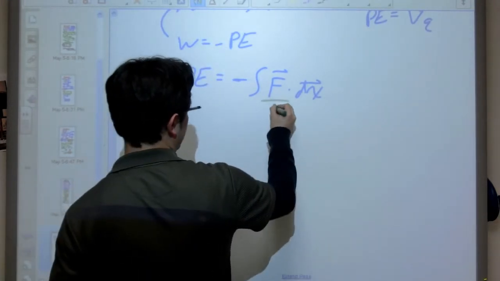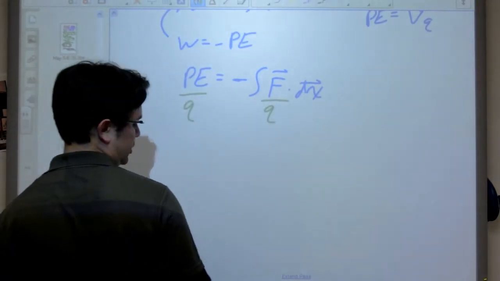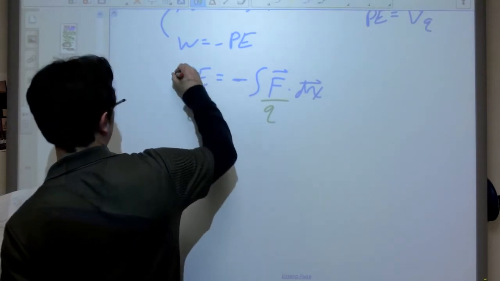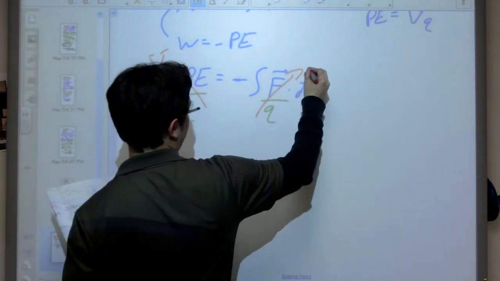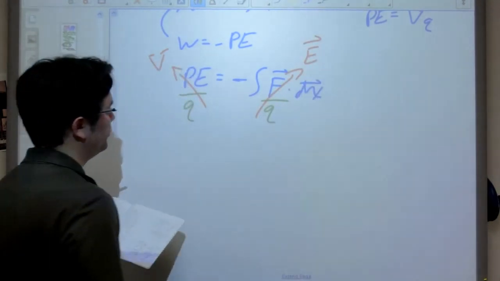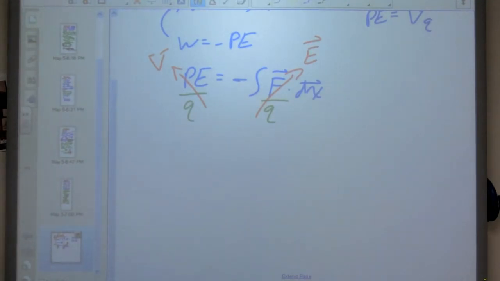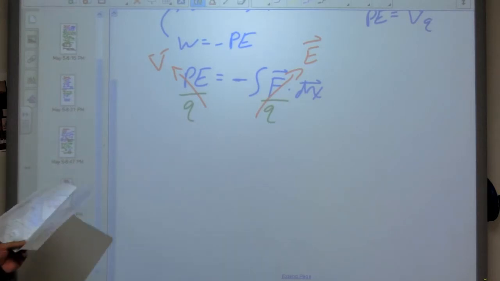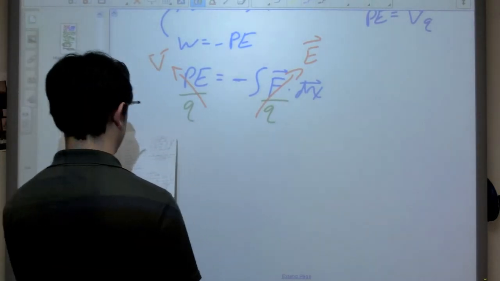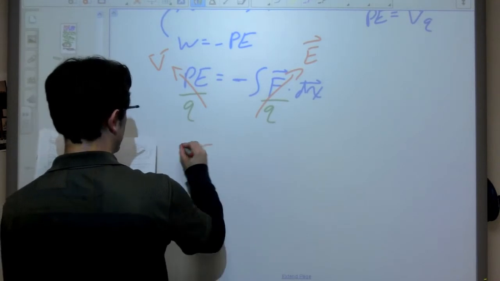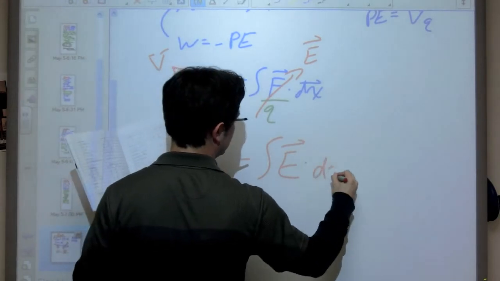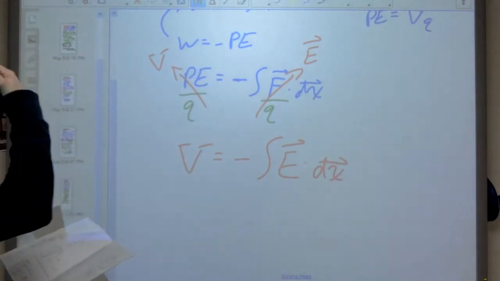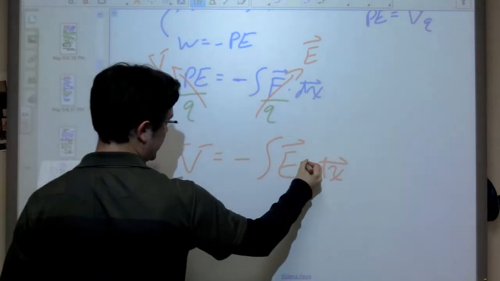I'm going to divide both sides by Q. My potential energy divided by Q gives me my potential. And my force divided by Q gives me my electric field. First, and one of the most important equations, and again, if you know the relationships that I told you before were important to keep track of, you can derive it at the drop of a hat. Our potential is going to be equal to negative integral E dot dx. Don't lose track of the fact that this is in fact a dot product.